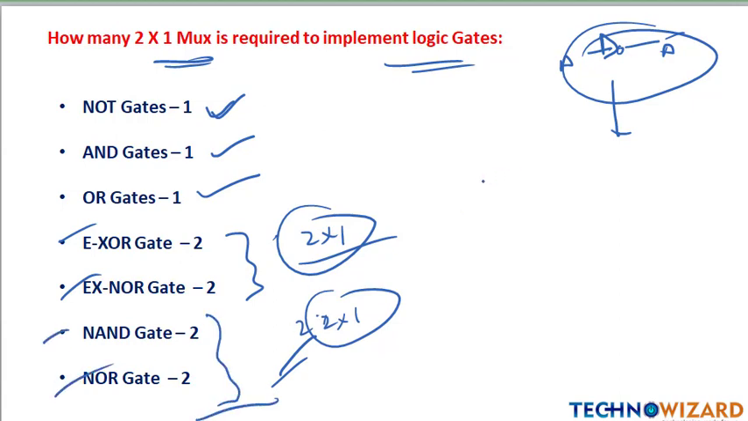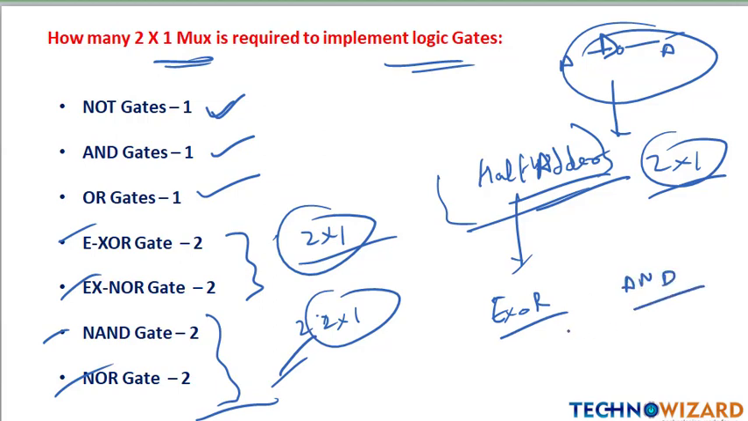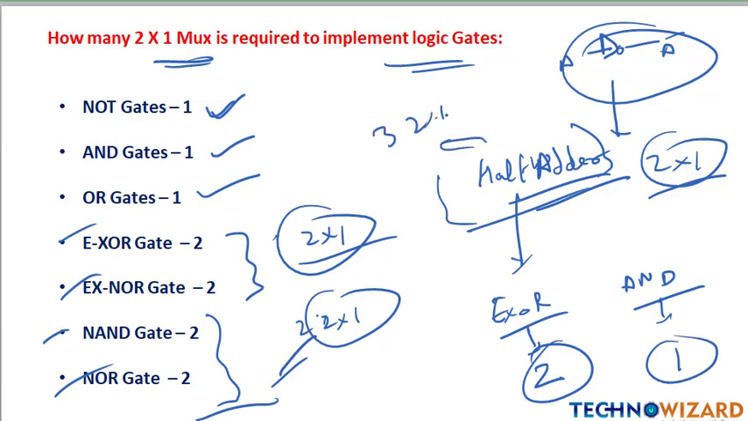Okay, suppose a question comes: if you want to implement a half adder, how many 2x1 mux are needed? Okay, we know that half adder is made up of XOR gate, from where we get the sum, and the AND gate, from where we get the carry. For XOR gate we require 2 2x1 mux, and for AND gate we require 1. Then total for half adder we require 3 2x1 mux. This is how we can calculate these type of questions, and these questions are very important from the ISRO exam point of view.